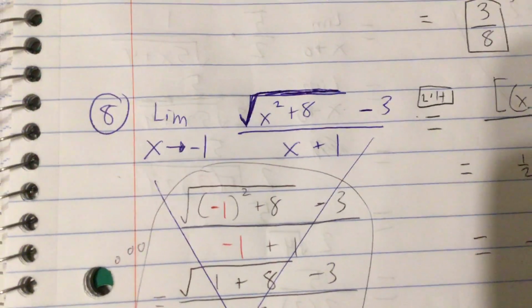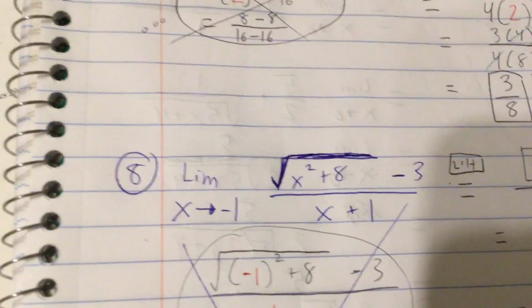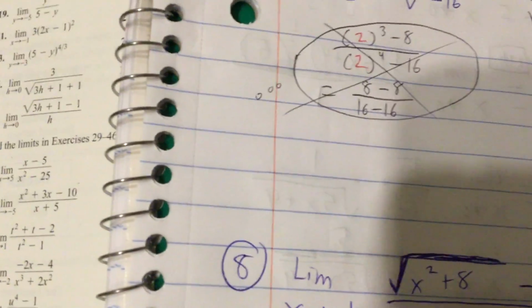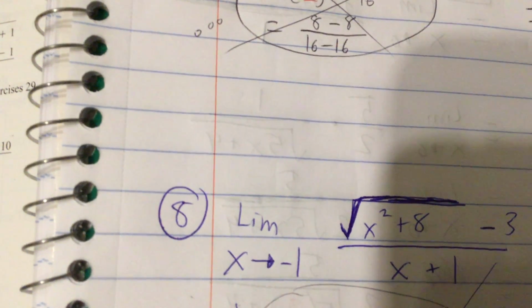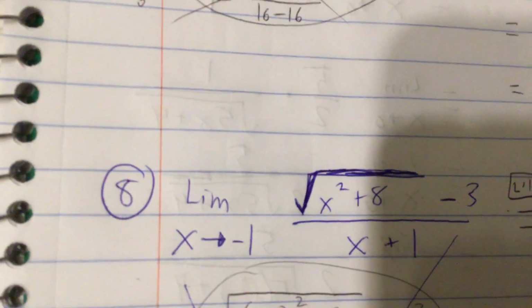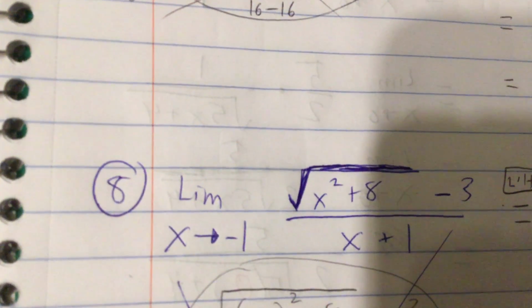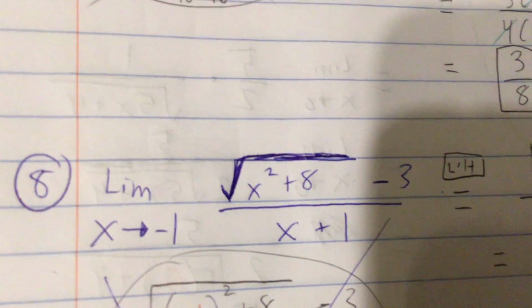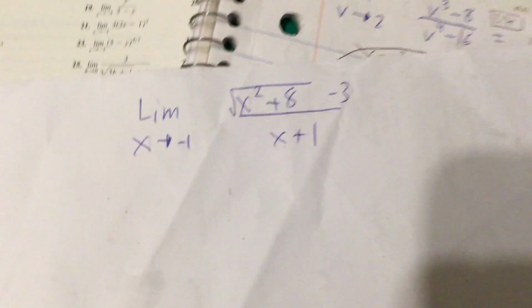What was that problem again? Okay. Limit as x approaches -1 for the square root of x squared plus 8, minus 3, all that over x plus 1. Okay, I promise, I'm going to do this right because I don't want to mess up. So let's say I do this problem on the side.